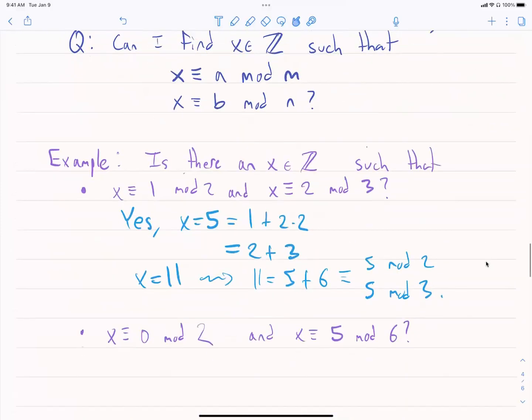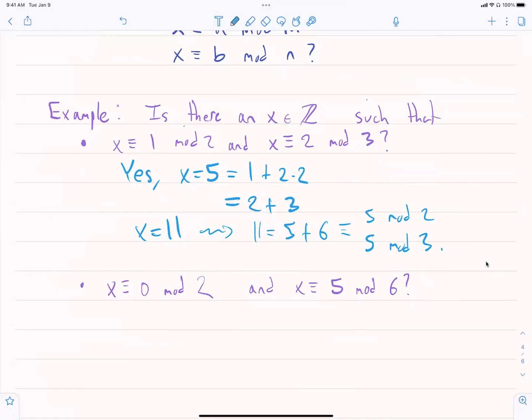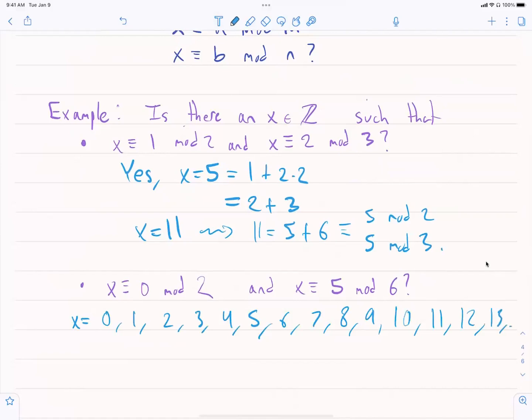Let's do another example. Can we find something that's congruent to 0 mod 2 and 5 mod 6? So, okay, this one I don't see immediately. So let's just start writing out the possibilities. So we could have x equals 0, 1, 2, 3, 4, 5, 6, 7, 8, 9, 10, 11, 12, 13, and so on. And then I'll write down x mod 2, and I'll write down x mod 6, and I'll just see if I get a solution.